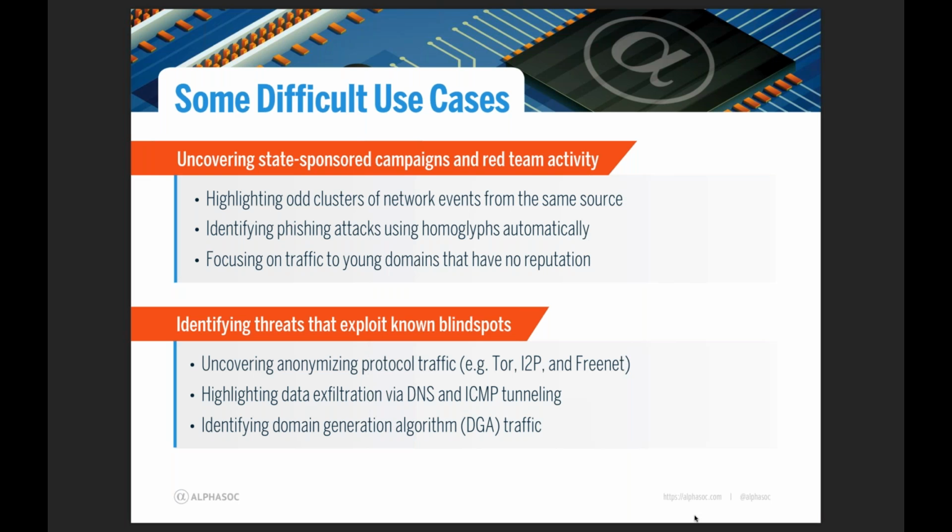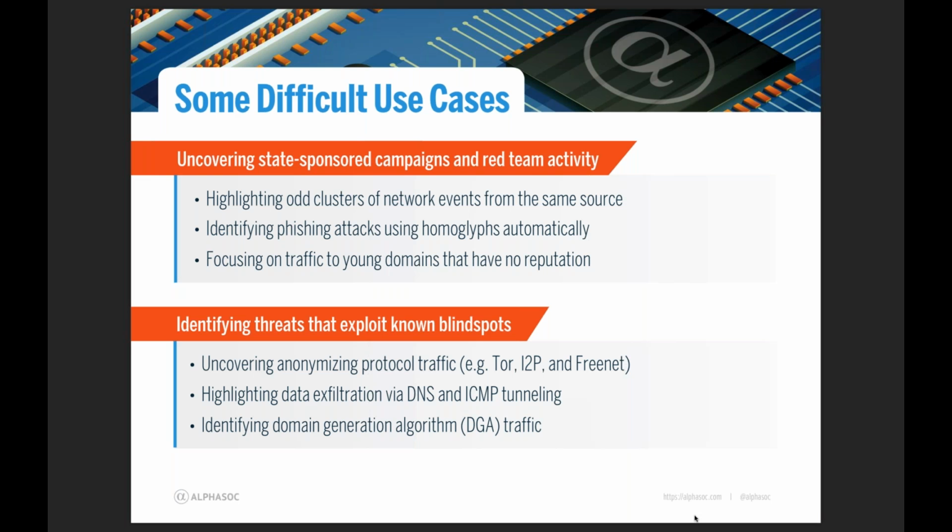There are also threats that exploit known blind spots. So you have Tor, I2P, and Freenet anonymizing protocols that are used to bypass security controls and firewalls and establish internet connectivity and circuits outbound through security controls. We've seen within recent months a lot of data exfiltration over both DNS and ICMP channels that again are historically difficult to flag through use of threat feeds, if not impossible.